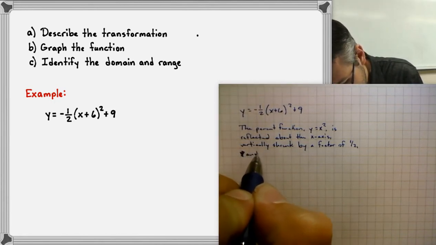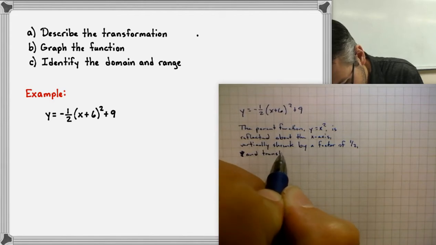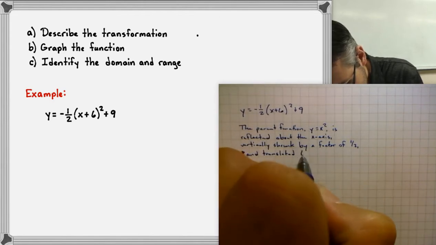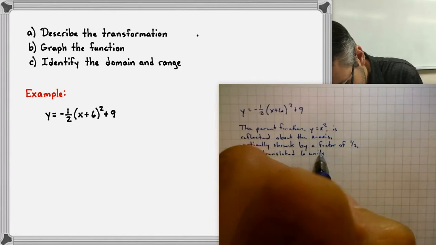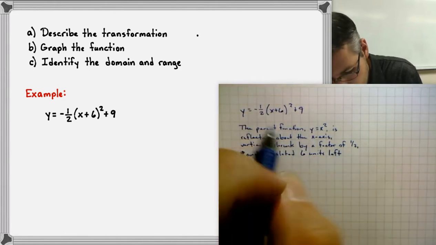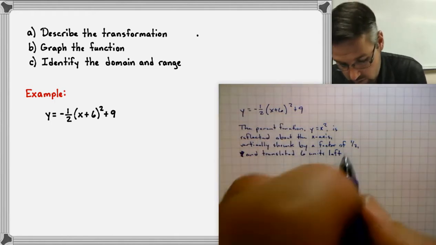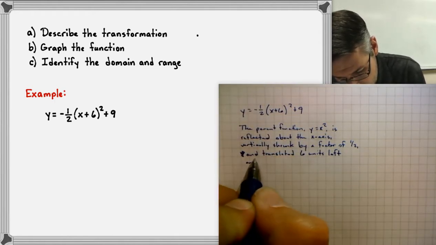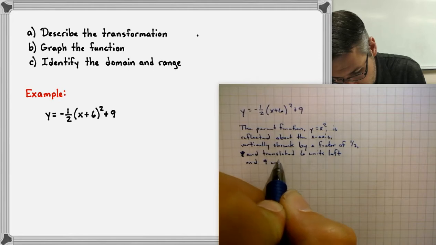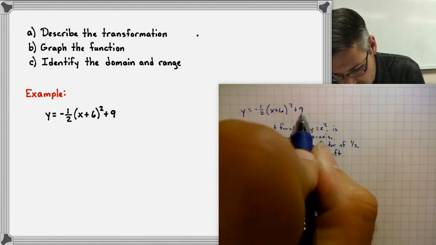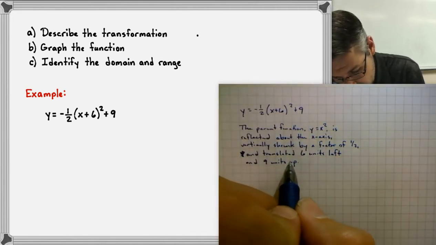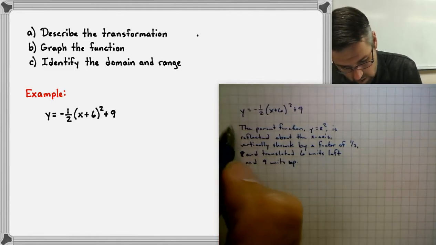So we say and translated 6 units left. Why left? Because remember, we changed the sign of what we see for the h value. So 6 units left and 9 units up. So we don't change the sign on the outside value. Okay, so that's describing the transformation.